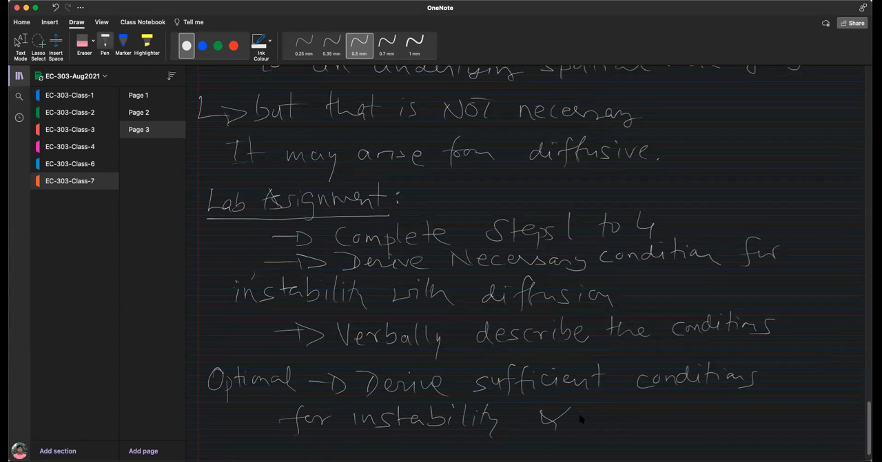Instability and interpret them. Is that clear to everyone? Any questions? Have I shared my screen? Yes.